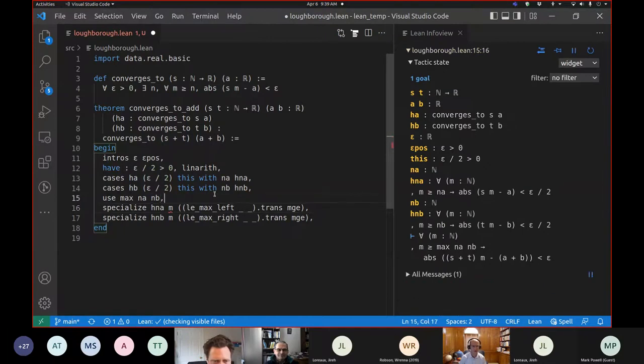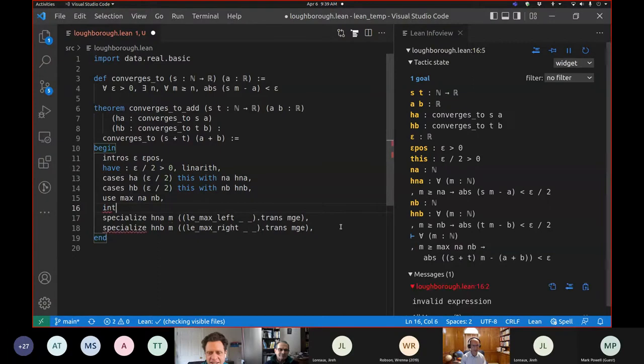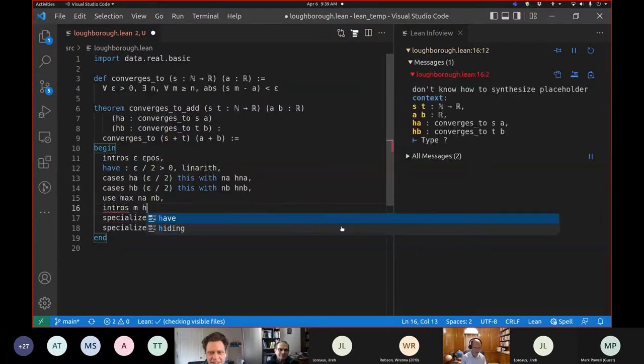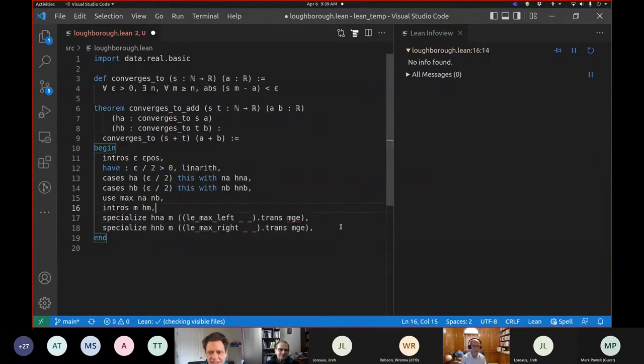No. Oh, sorry. At this stage, before I do that, I want to prove a universal statement. So I want to say let M be arbitrary and assume that. So let me do that. Intros M, and I don't know HM. Is that what I called it? Or M greater than or equal. So that's what I called it.